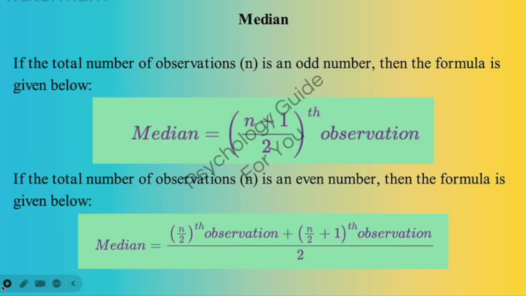If the total number of observations n is an odd number, then the formula is given below, that is, median is equal to the (n plus 1) by 2th observation, and if the total number of observations n is an even number, then the formula is given as median is equal to the (n by 2)th observation plus the (n by 2 plus 1)th observation, divided by 2.